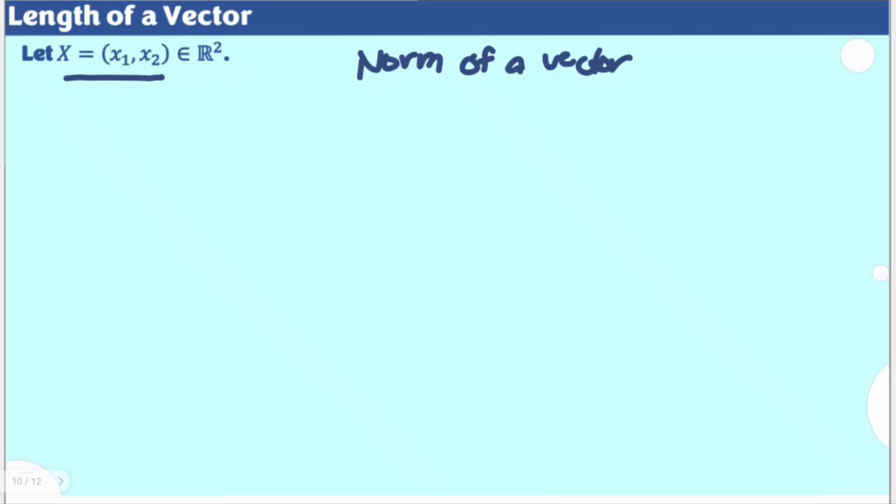Specifically, the length of the vector refers to the magnitude or the distance of the said vector. Let's say this vector, the distance of that from the origin, while the norm is a more general mathematical term that measures the size or length of a vector.